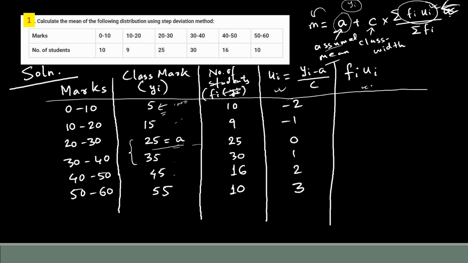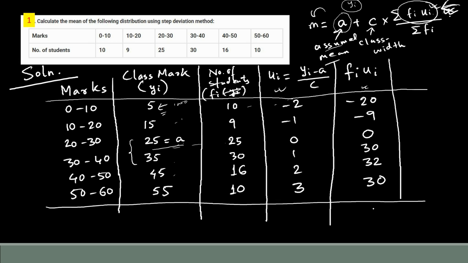Okay. So fi times ui: 10 times minus 2 is minus 20, 9 times minus 1 is minus 9, this is 0, this is 30, this is 32, this is 30. So you have done fi ui. Okay. So now you have to do the summations basically. Now summation of fi ui. What is the summation of fi ui? You will get it as 63. Okay. And summation of fi, you will get it as 100.